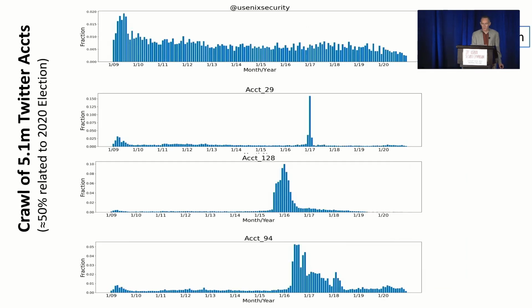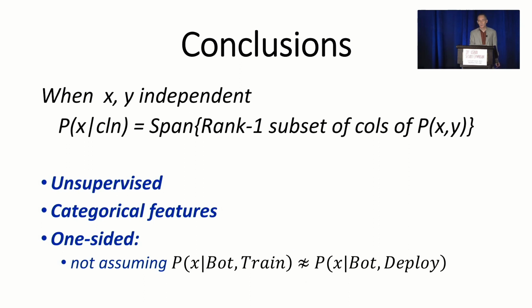And in the interest of time, let me just skip to the conclusions and say, basically, the main mechanism here is when X is independent of Y, you can get the clean distribution of X by finding this span of rank 1 subset of linearly dependent columns of P(X|Y). It's unsupervised, with categorical features, and a really nice property of this thing is it's kind of one-sided. I'm not doing anything to learn what the bad guy is doing. The bad guy can vary all he wants. And in particular, I'm not assuming that the bad traffic that was observed in training is going to be representative of the bad traffic that is going to be seen in deployment. I'm not making any assumption like that.